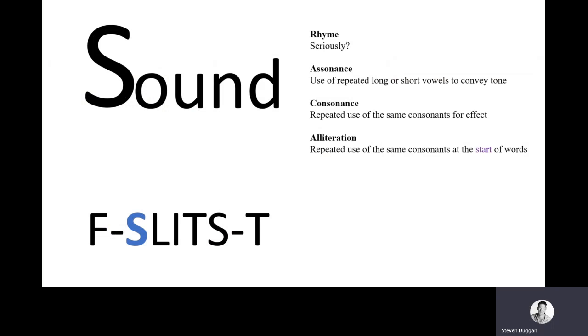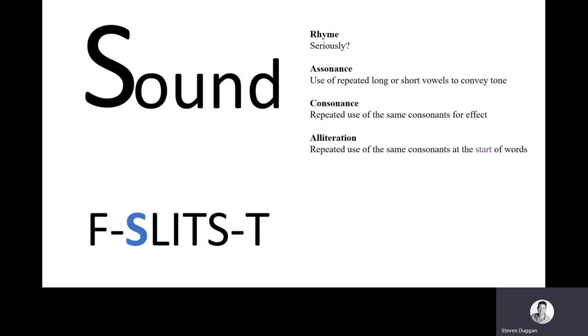Now, sound effects are not used for their own purposes. They're used to help convey the tone. Poets use them in different ways to create different effects, but essentially what they're trying to do is to either speed up, slow down, or draw emphasis to particular lines or words within the poem. Rhyme, you know what it is. Assonance is the use of repeated long or short vowels to convey tone.